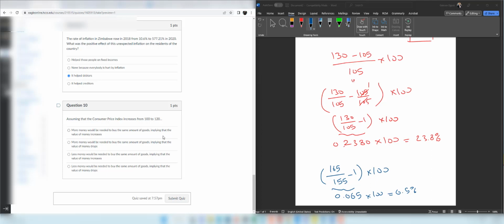Question 10. Assuming that the consumer price index increases from 100 to 120. So that means prices are rising and the dollars or the money you have in your pocket have less value. And you need more money to buy the same amount of goods, implying that the value of the money drops. So that's the right answer.